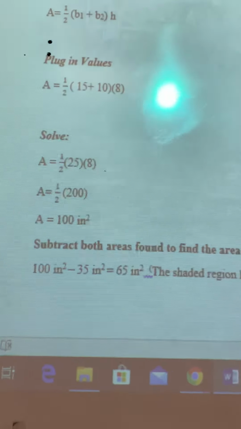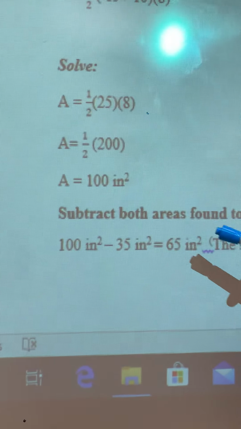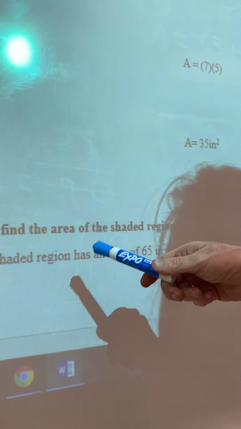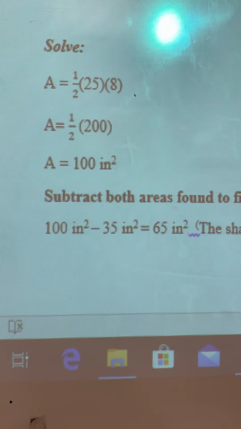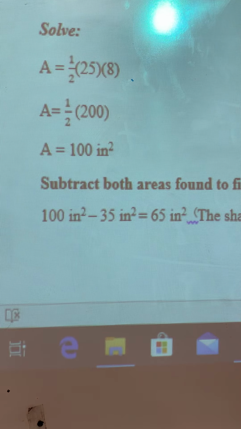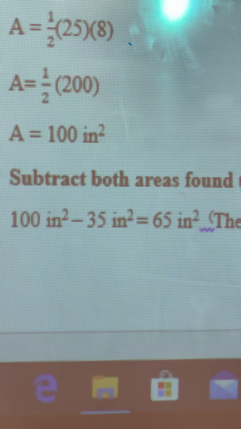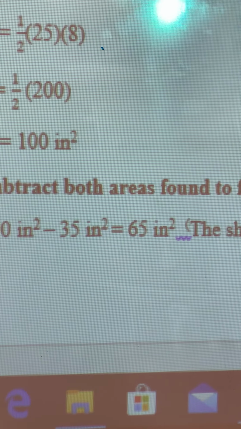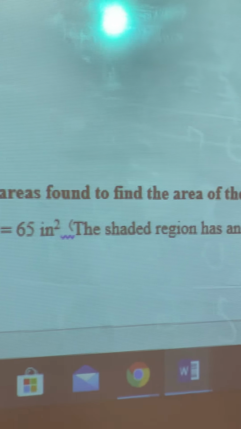So therefore, we're taking the rectangle away. So we have to subtract the area in order to get to that. So we take our full size, the trapezoid was the larger figure, so we have the 100 inches squared. Then we subtract the area of the rectangle, 35 inches squared, to give us the shaded region area, which would be 65 inches squared.